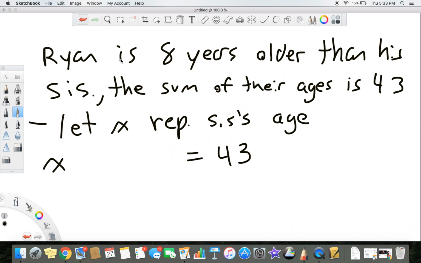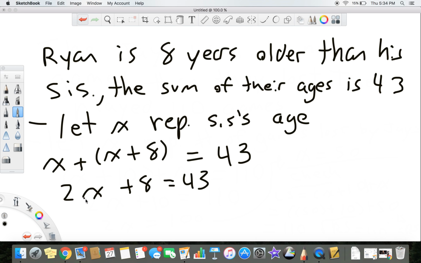Now we have to find out Ryan's age. Well, we know Ryan's age is his sister's age plus 8 because he's 8 years older than his sister. So we add x plus 8. So we can erase the brackets since they're not being multiplied or divided with anything else. So we'll simplify it as 2x plus 8 is equal to 43. We'll get the 8 on the other side by subtracting it from both sides. So 43 minus 8, that is 35. We divide both sides by 2. 35 divided by 2, well, that's going to be 17.5.